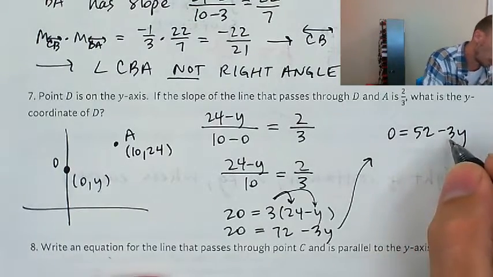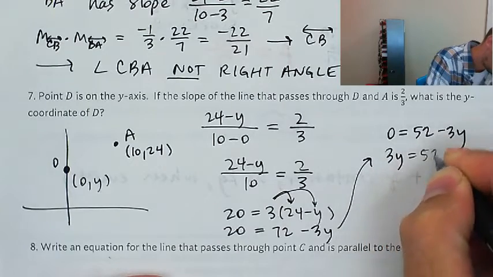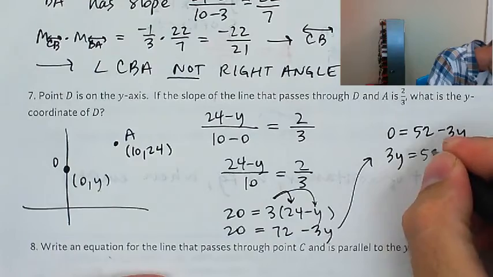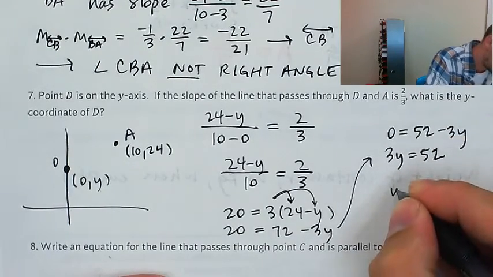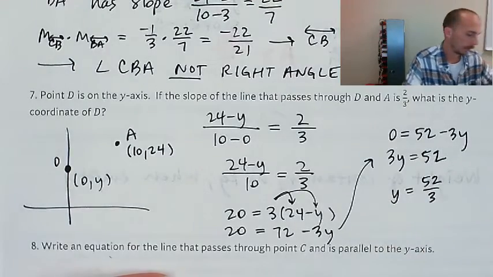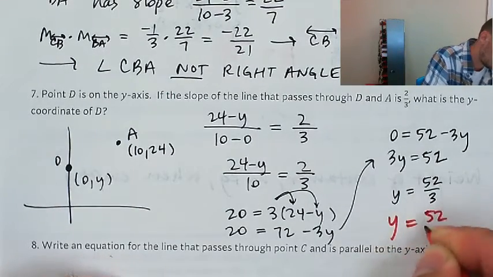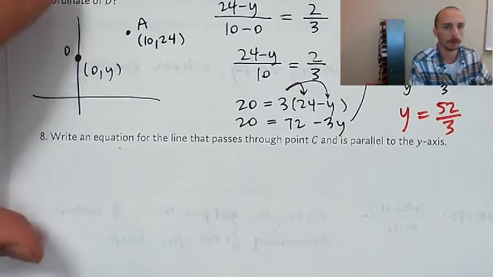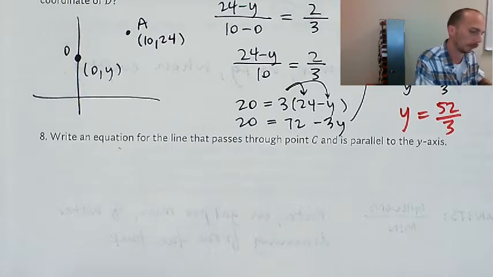So we're going to solve by maybe adding 3y to both sides. That's the bad pen, I guess. Okay, and then I'm going to divide both sides by 3, and I'll get y equals 52/3. So that's the y coordinate of D, 52/3. Okay, and then we're going to write an equation for a line that passes through C and is parallel to the y-axis.